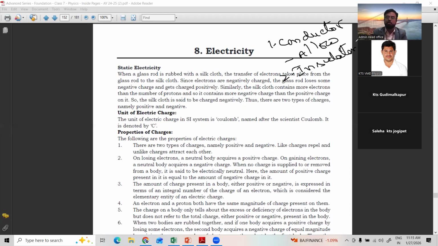Substances which do not allow electricity to pass through them, like rubber. Why do you wear slippers while touching any electric appliance? Because slippers will not conduct electricity, so we won't get the shock. They are the insulators. Plastic, wood, glass, all these are called insulators.